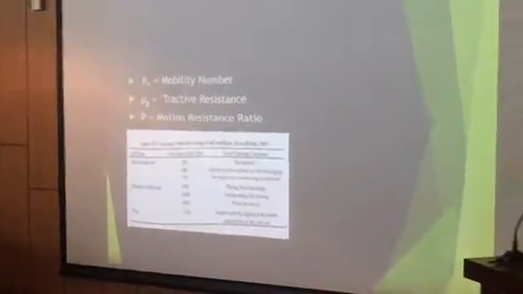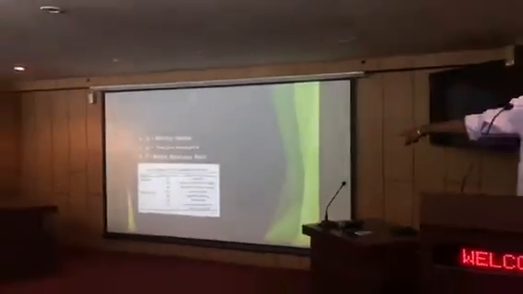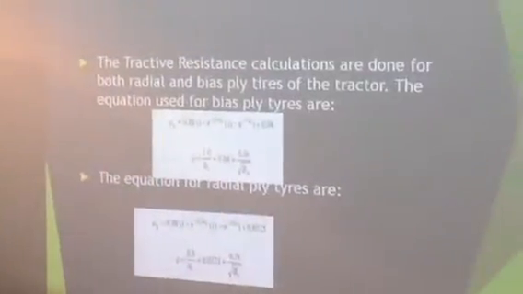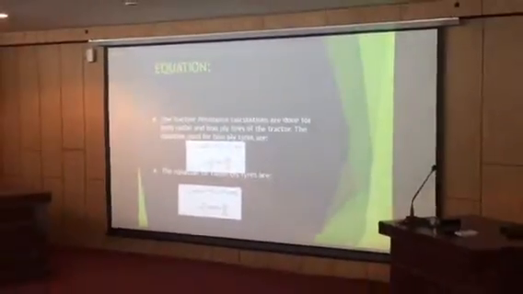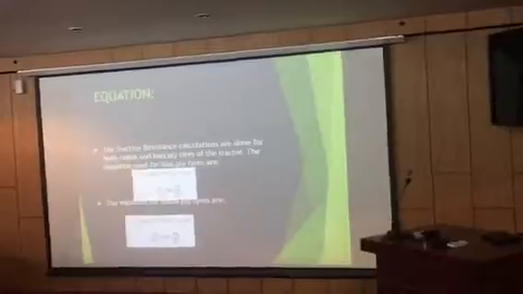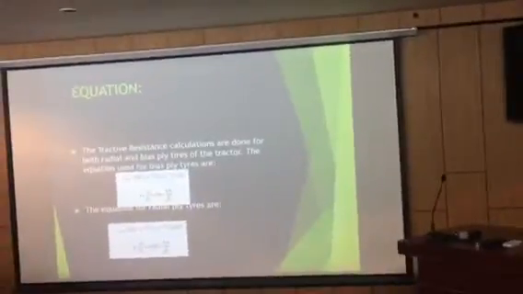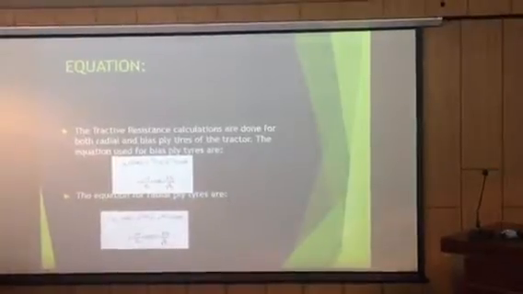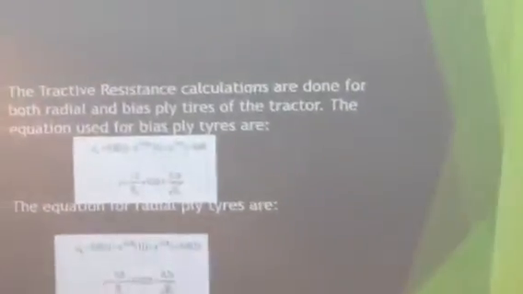Bn is the mobility number, μg is the tractive resistance, and ρ is the motion resistance ratio. The Ci, which we use for calculating the mobility number, has different values given over there. We are choosing the one for plowing and harvesting on tilled plants. These are the formulas for μg and ρ, given for bias ply tires as well as radial ply tires. We are going for bias ply tires because the tire specification says that ours is a bias ply tire.